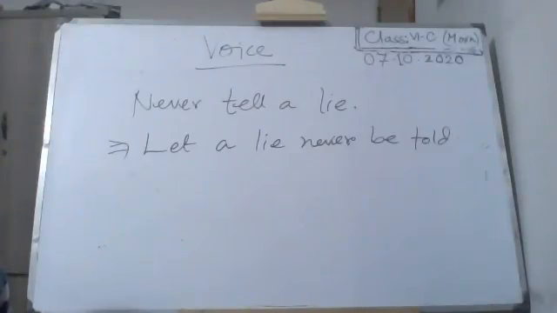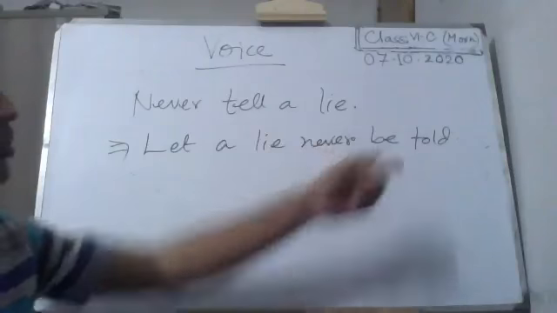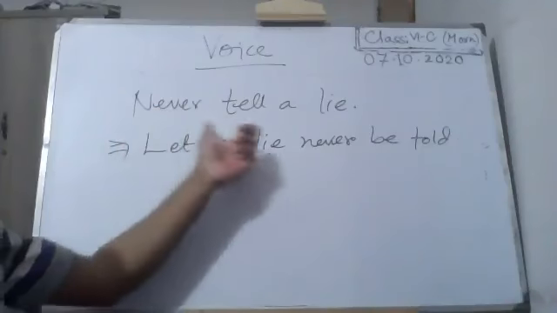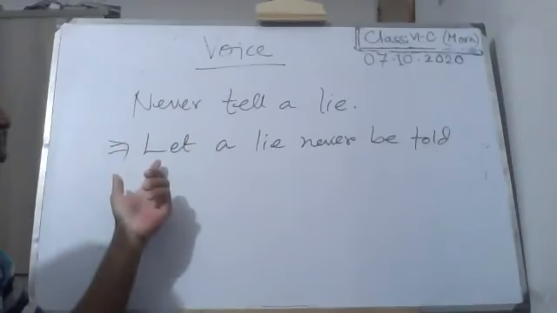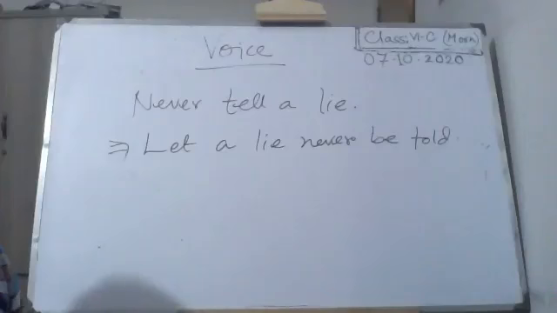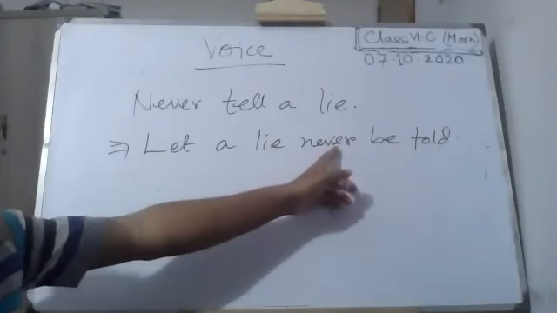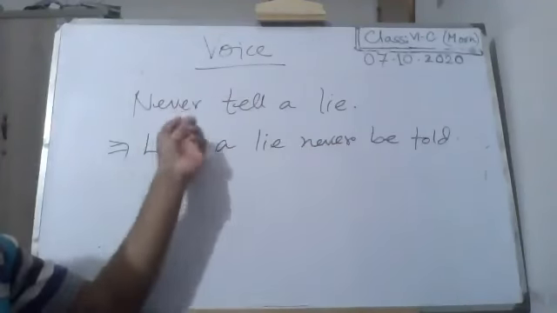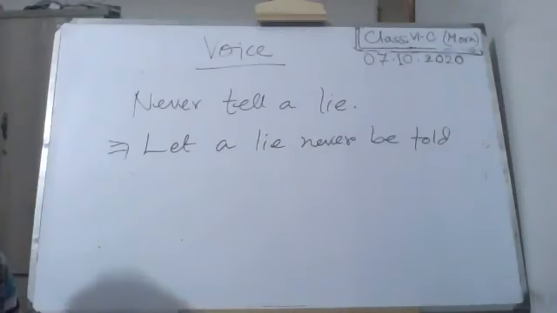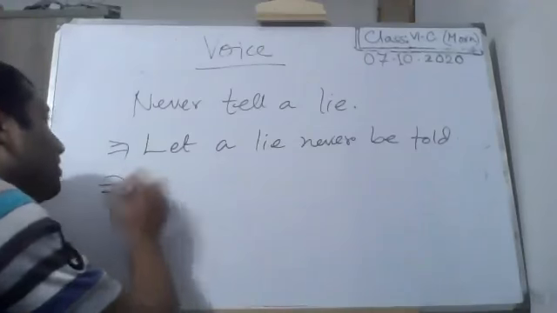How will we understand that it becomes told and not something else? Tell will become told. If it was don't tell a lie, then it could become let not a lie or let a lie not be told. As it is never, we have used never. If it was don't, then we used not. This sentence can be passive in another way.